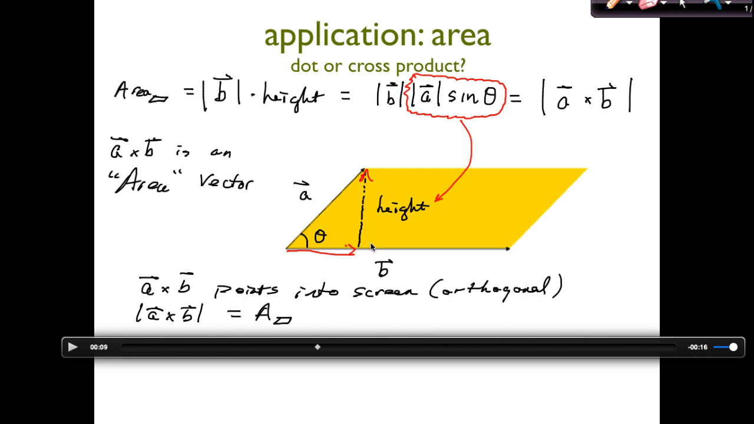Other questions, comments, discussion? Yes, please. When you're picking the first vector, do you always pick the one with the smaller magnitude? No. It doesn't matter. Nope.